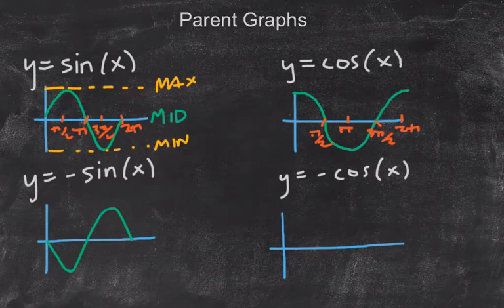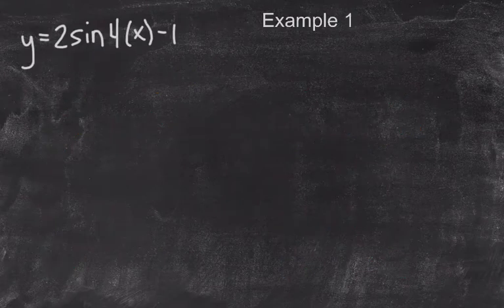Cosine with a negative amplitude will start at the minimum, go up, and end at the minimum. Alright, so let's get into some examples.